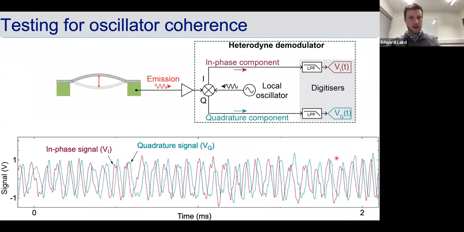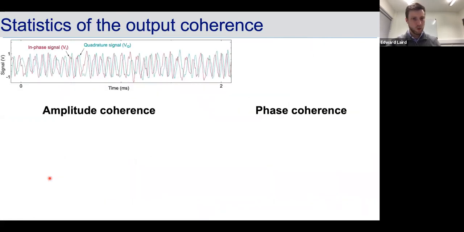We did a heterodyne demodulation technique that separates out the emission into the sine component essentially and the cosine component. And we digitize both of those. And indeed, you can see this is what the signal looks like. So both of those are wiggling, and you can see that although there's clearly some fluctuations, there's also some stability in the amplitude and the frequency. And we can become quantitative about that.